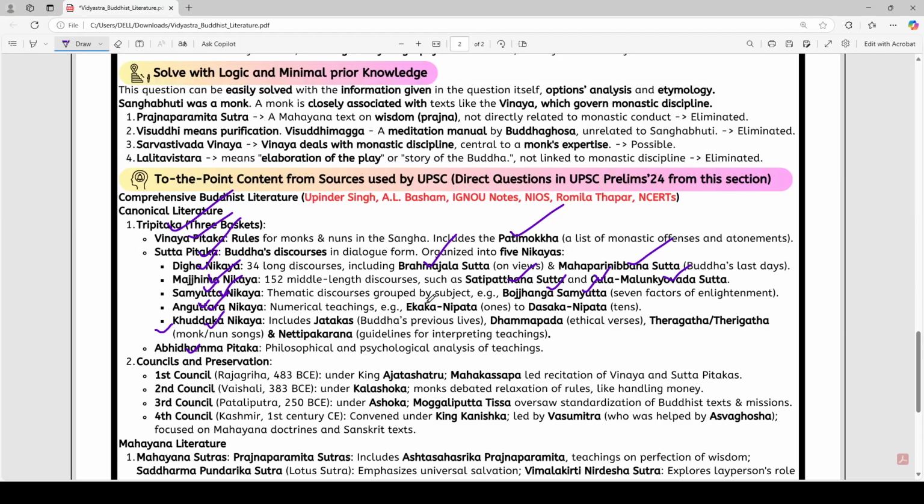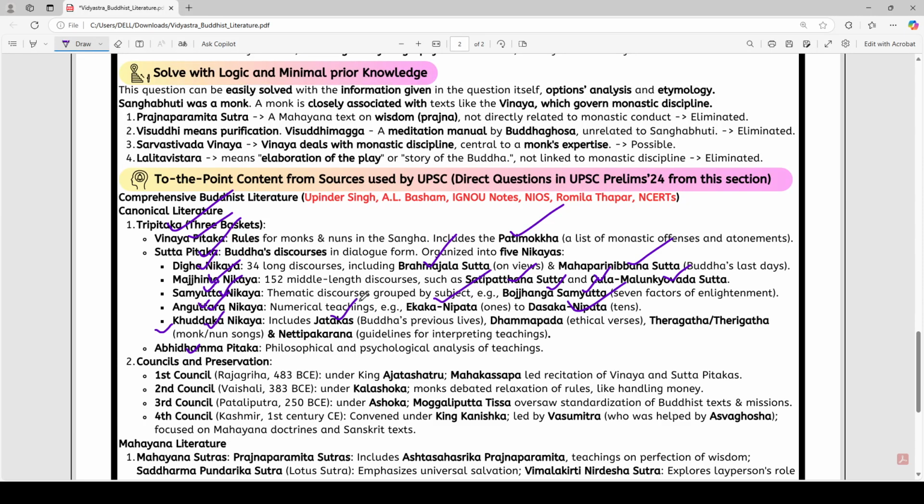In a way from 1 to 10. Let's say here it is Ekaka Nipata and Dasaka Nipata. Then we talk about Khudaka Nikaya. Khudaka Nikaya is the shorter ones. Believe me, Khudaka means minor, but it does not mean they have the minor teachings. No, they are shorter in length.